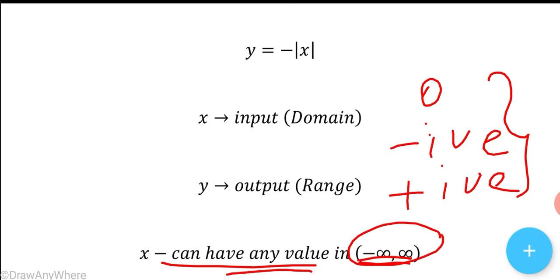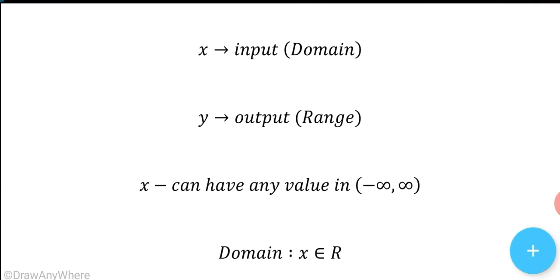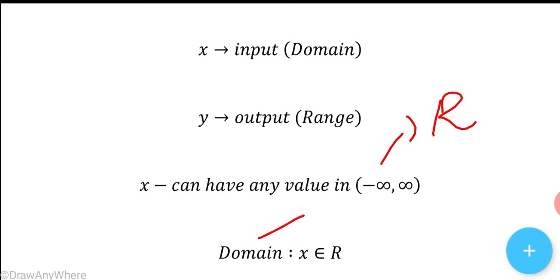So the domain is the set of real numbers. Minus infinity comma plus infinity is represented by capital R. So the domain, which is also the input x, belongs to capital R. The domain for the given function is x belongs to capital R. Domain is nothing but the values which x can take.